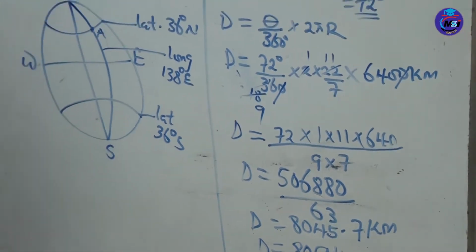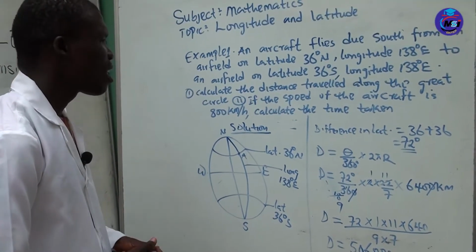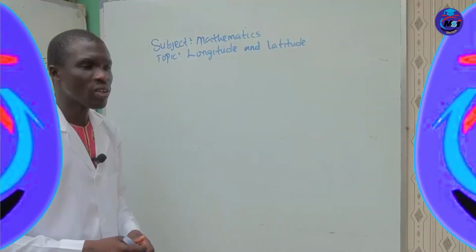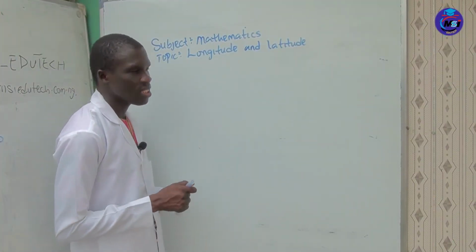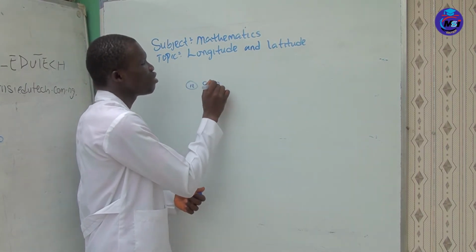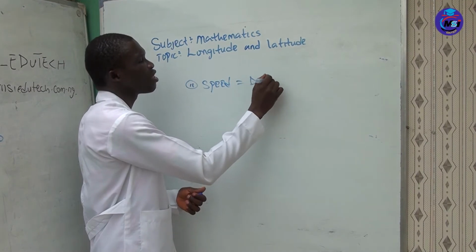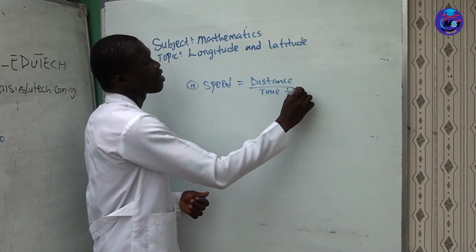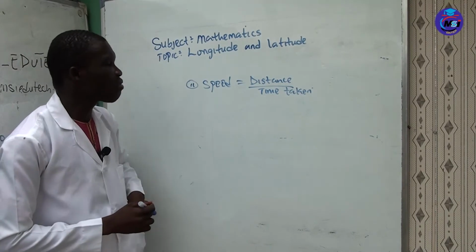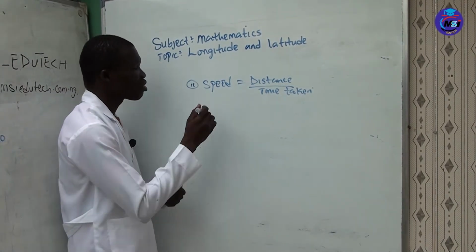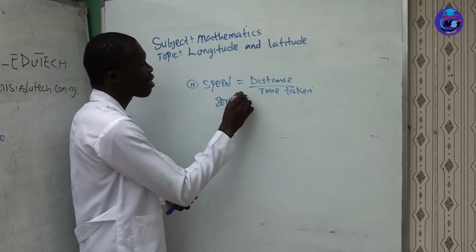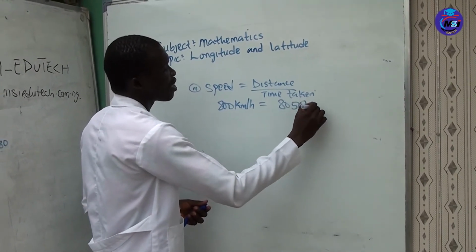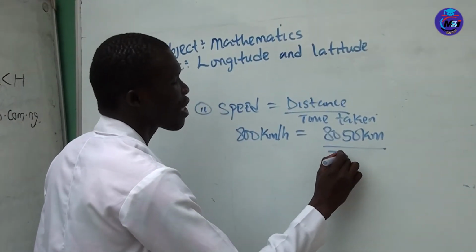Now I want to solve the second part, which is the speed if the aircraft is 800 kilometers per hour. So let's see it together. Okay, class, we want to find the speed. That is the second one. Remember I told you speed equals distance over time taken. Now from the question given to us, we have speed to be 800 kilometers per hour and distance is 8050 kilometers. We are looking for time taken.